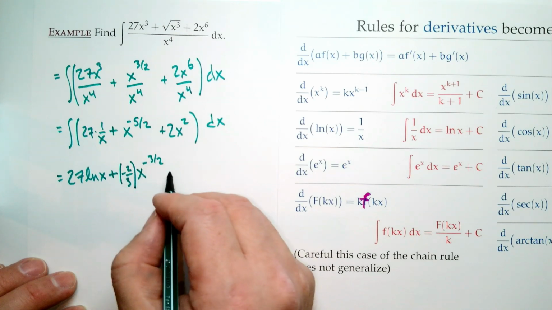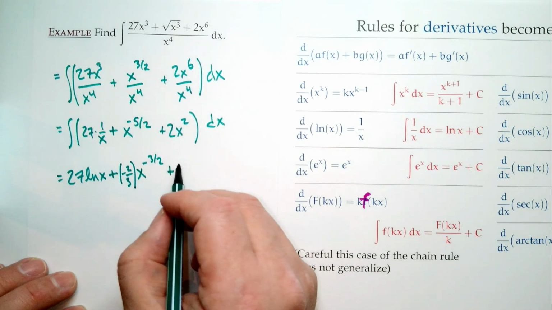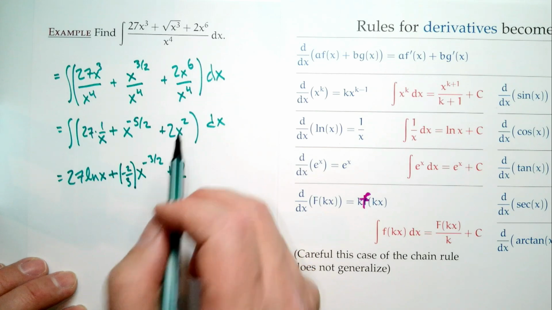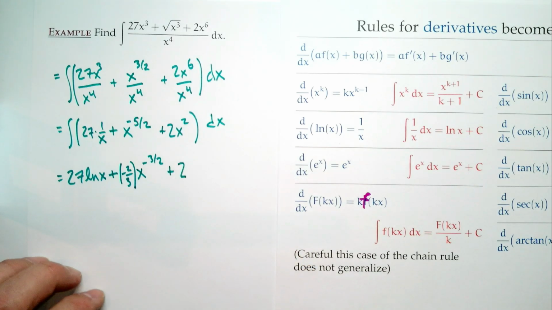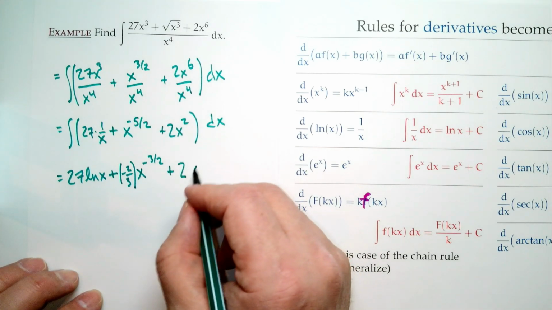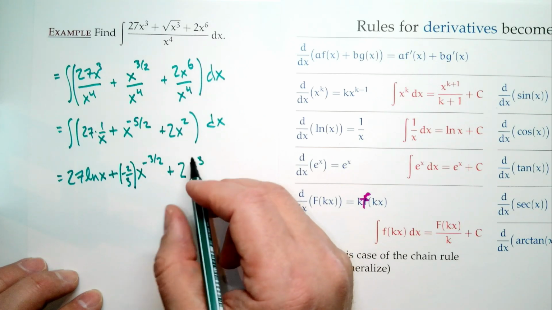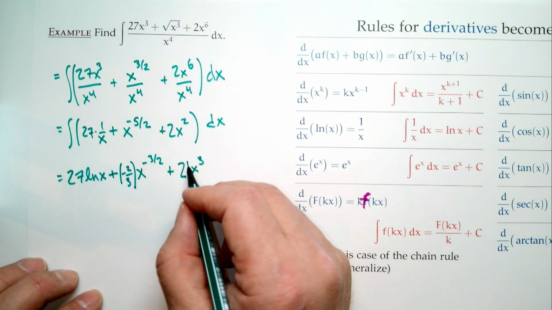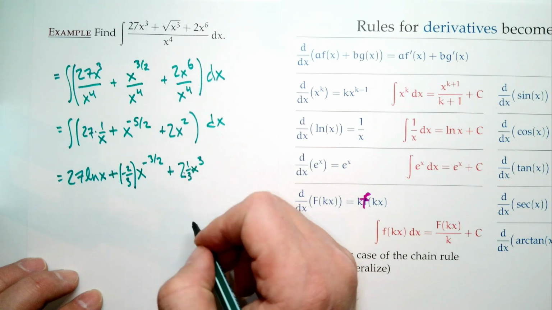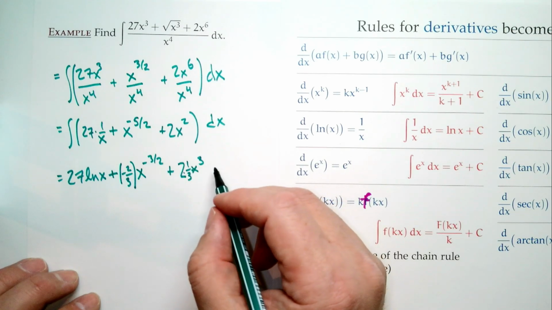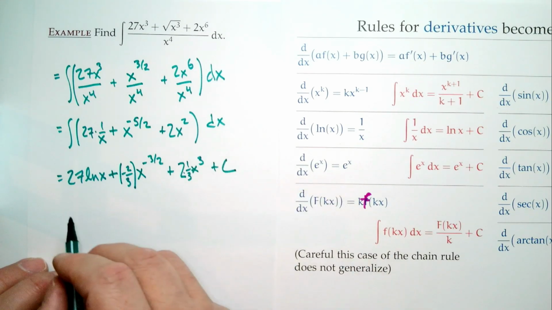Okay, now we come to our last one. So the 2, that's fine. Antiderivative of x squared: add 1, and then multiply by 1 over the new power, so 1/3 x cubed, and plus C. Don't forget your plus C.